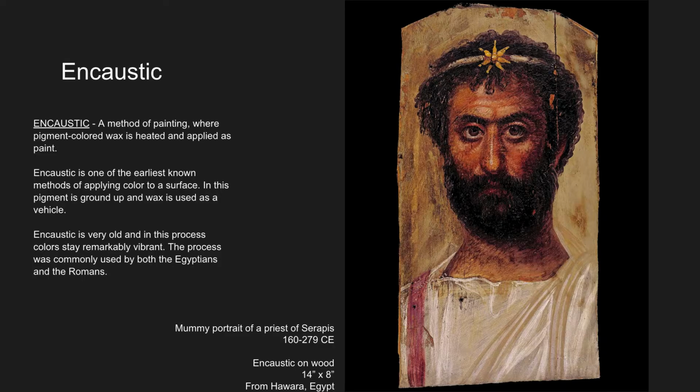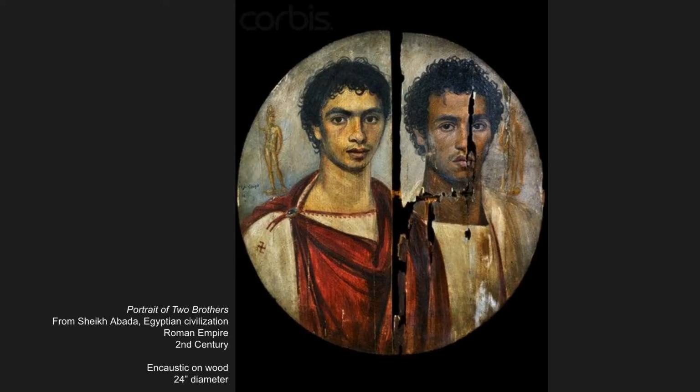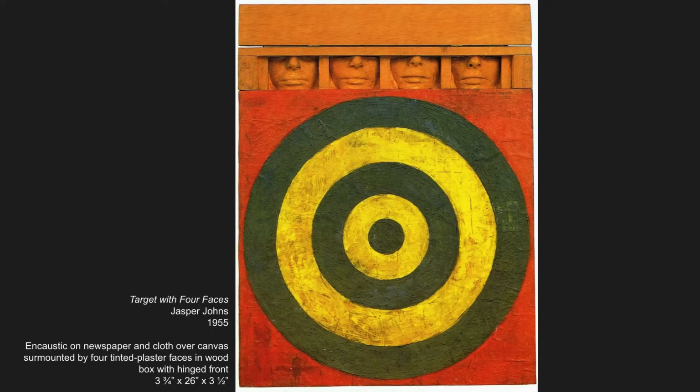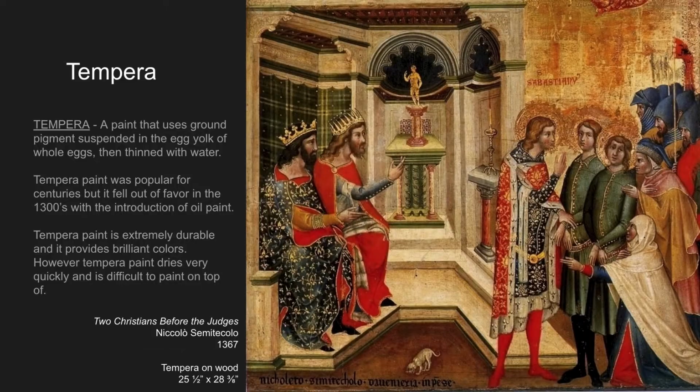With encaustic, you tend to get lots of layers, and it's not very easy to mix the paint after it's been applied. Here is a more contemporary version from 1955 of encaustic. Tempera paint is the use of egg yolk. So you take your egg yolk and you mix it with your pigment.